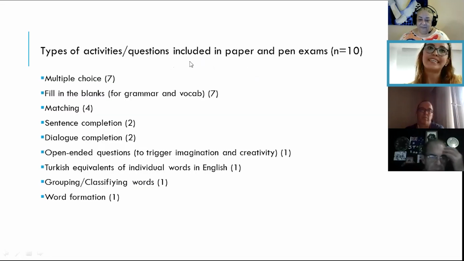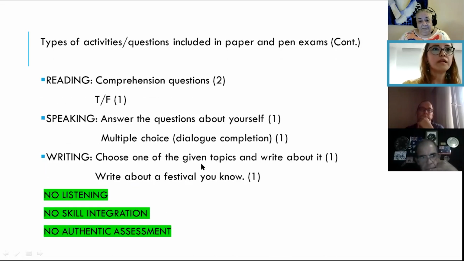Here, when I again examined the sample exams by 10 different teachers, 7 out of 10 had multiple choice questions. 7 out of 10 had fill in the blanks, matching, sentence completion, dialogue completion, open-ended questions to trigger imagination and creativity. This was really good, I remember. Turkish equivalents of individual words in English, grouping and classifying words, and word formation. We are going on.